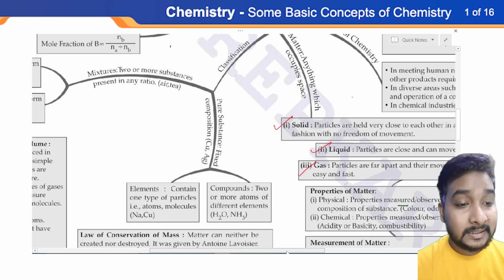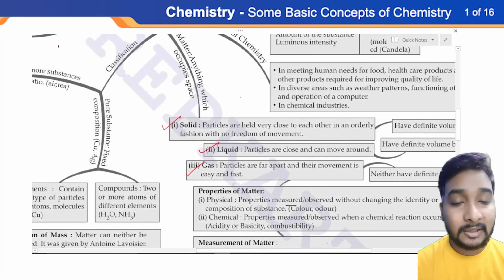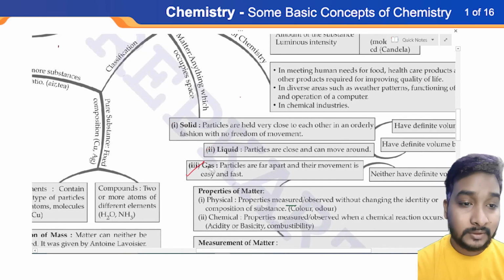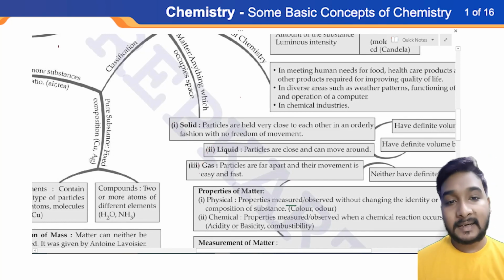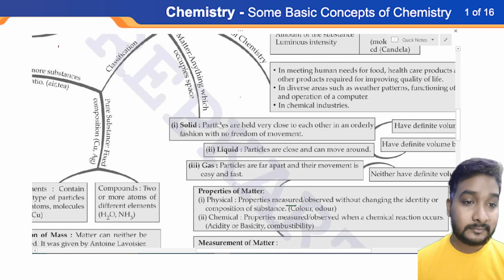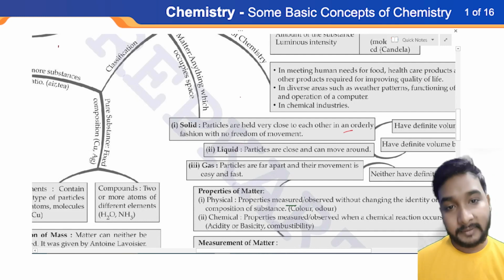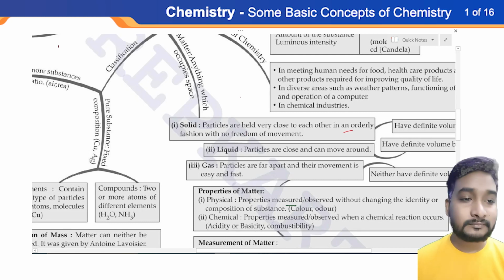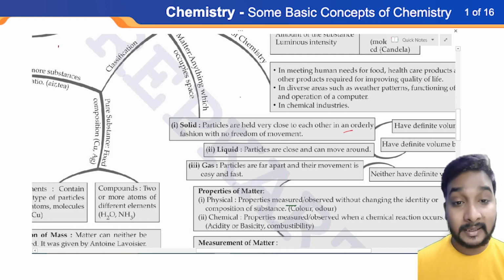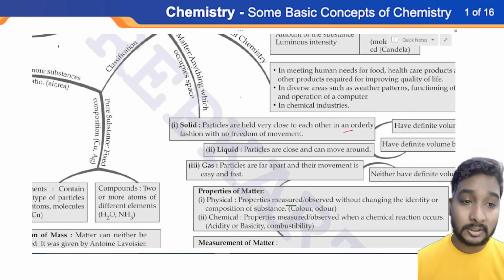If particles of any matter are compactly packed, or we can say all the particles are close together, held very close to each other in an orderly fashion with no freedom of movement, if particles are not freely moving and very close to each other, it is called solid, like your NaCl, rock, soil, silica, etc. Right? So this is the solid.